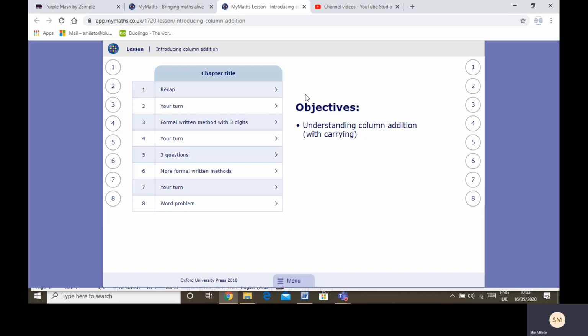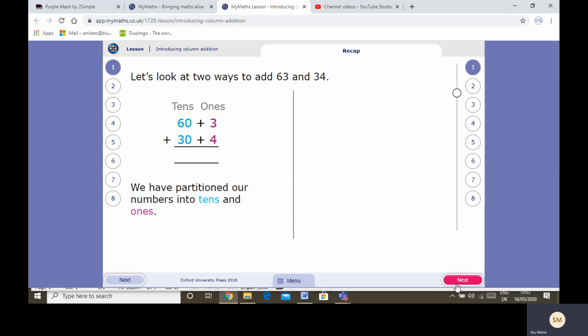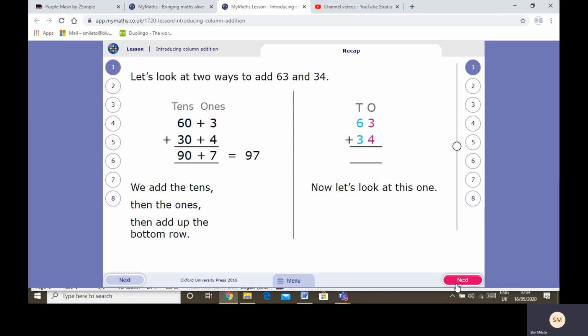Let's start the lesson. This will be a nice simple lesson, just a recap for you for how to do column addition. So let's look at 2 ways of adding 63 and 34. You could split it into the tens and the ones: 60 plus 3, 30 plus 4. We add the tens together to get 90 and the ones together to get 7. And then we add the 2 numbers together to get 97.